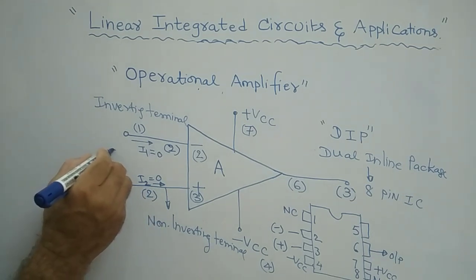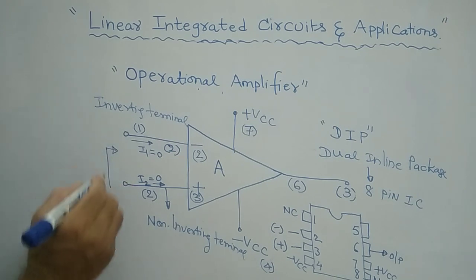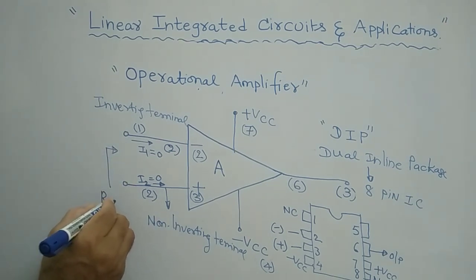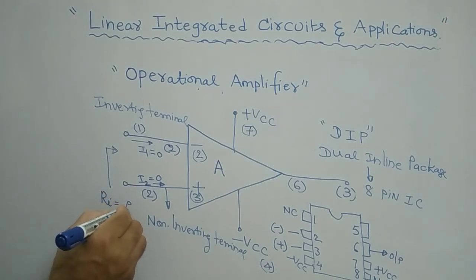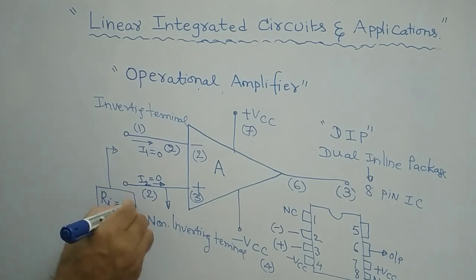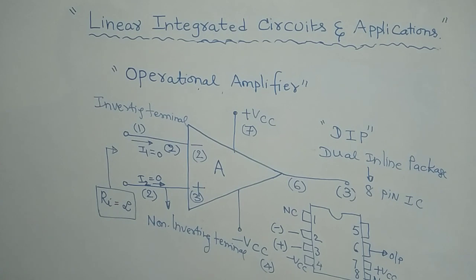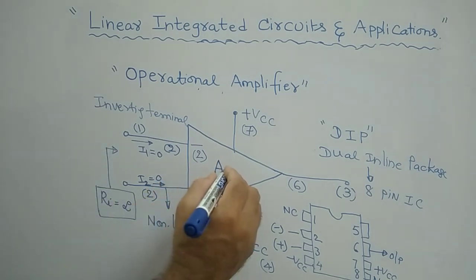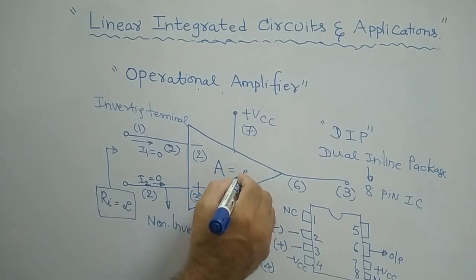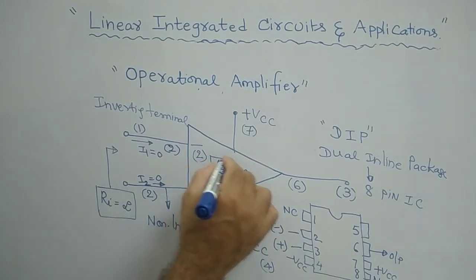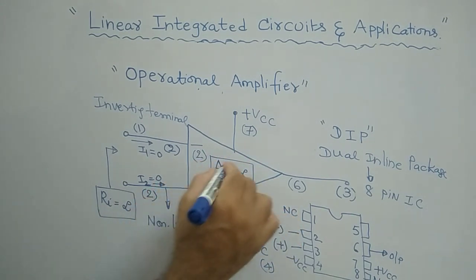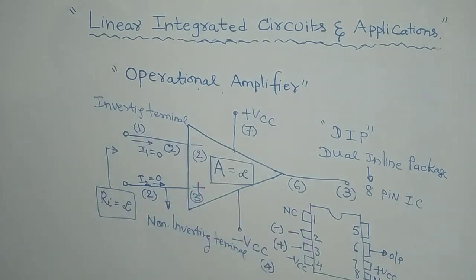Therefore, as the input currents are 0, obviously it has high input impedance. So the input impedance Ri is very high, ideally infinite, because as current is 0, it has infinite input impedance. Therefore, ideally the gain is also infinite. These are the ideal characteristics of an operational amplifier, right?